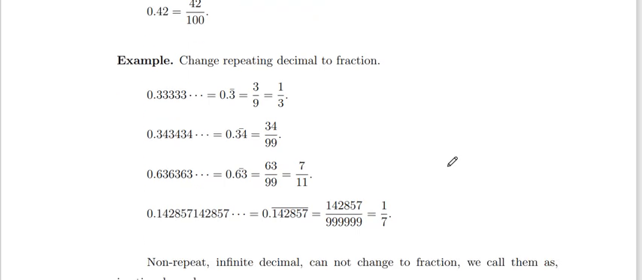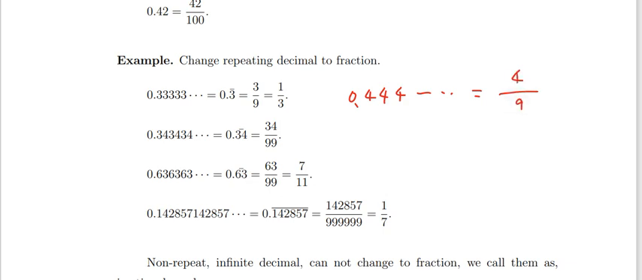Not all decimals can change into fractions. But repeating decimals we can change into fractions, like 0.3333. This is a repeating decimal, and it is just equal to 3 over 9. Likewise 0.4444, always the 4, is just 4 over 9.